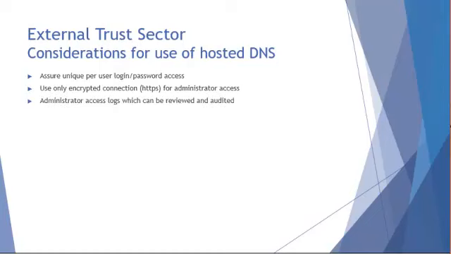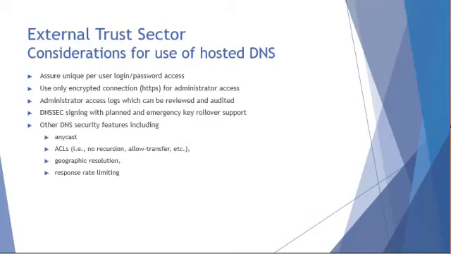Certainly you want to use encrypted connections to make administrative changes. Access logs, as I alluded to a second ago, need to be able to be reviewed and audited. You want to make sure they support DNSSEC signing and also the ability to automatically roll over your keys, and also an emergency rollover support plan should the key they're using on your behalf get compromised. You need to at least have a plan in place that they have a procedure to do an emergency rollover. And then also you want to check into other security features that they provide.